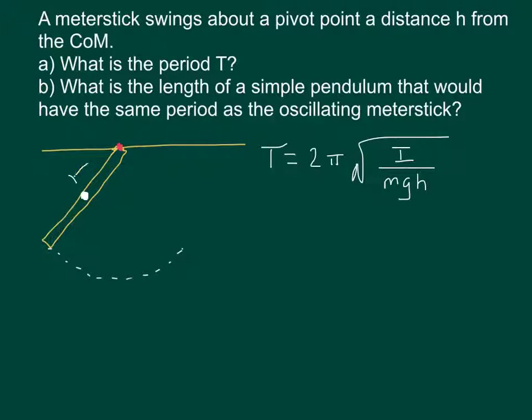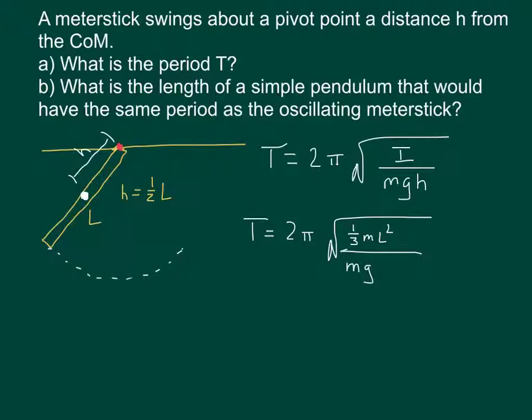So this is h. And we know that the total length of this meter stick is, we'll just call it L. So h, if we look at the uniform meter stick, is going to be 1/2 L. If we start plugging into our period equation here, T equals 2 pi, the moment of inertia of a uniform rod rotating about one end is 1/3 mL squared, and we can say mgh at the bottom, where h is 1/2 L.